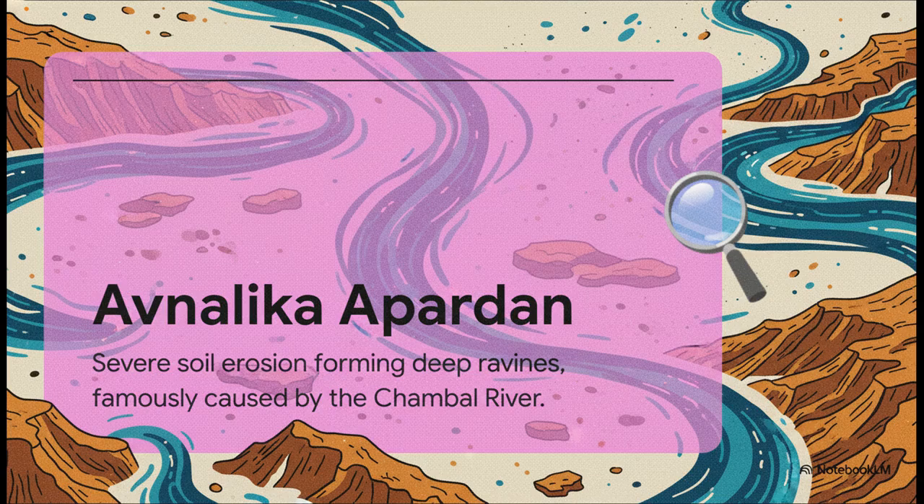And speaking of those southern tributaries, there is a specific geographical phenomenon you do not want to forget for the test. The Chambal River is notorious for causing intense gully erosion, which is known in Hindi as Avnalika Apardan. The sheer force of this seasonal water literally carves out deep, dramatic ravines, creating the famous Badlands of the Chambal Valley. It's an incredibly powerful force of nature.